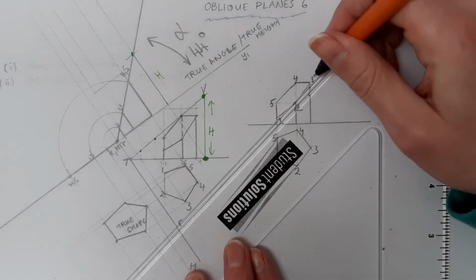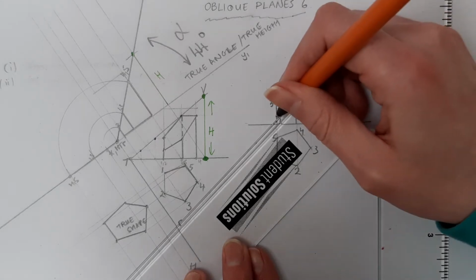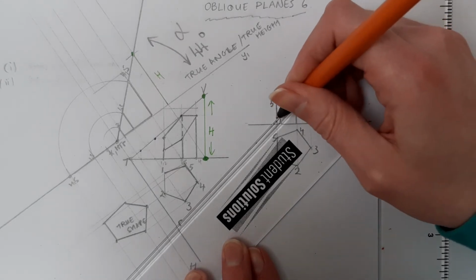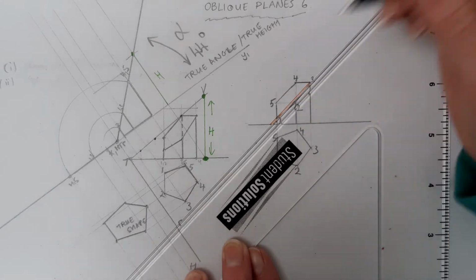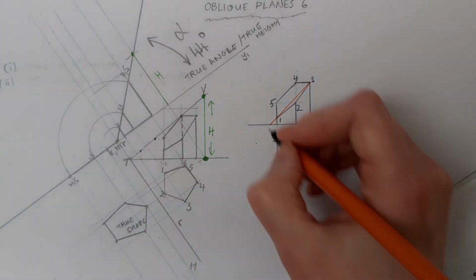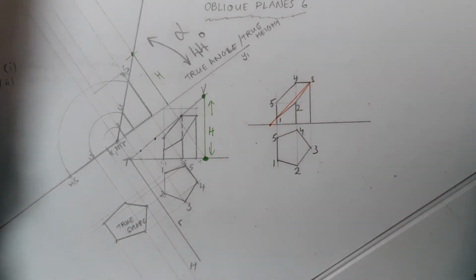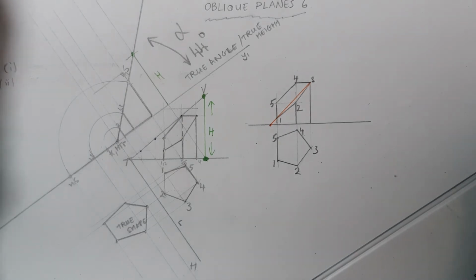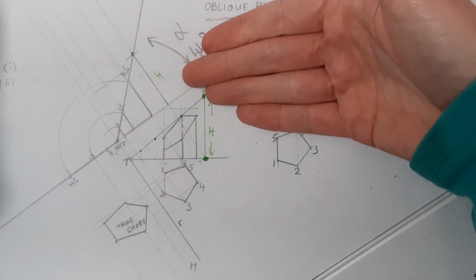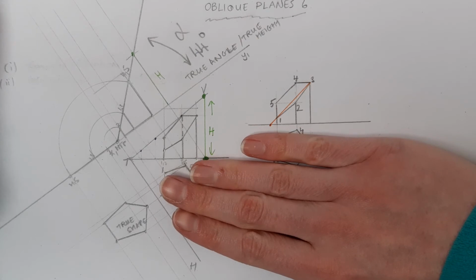I'm going to join 1 to 3. But I'm going to continue it on until it does touch the ground, because in order to draw the horizontal trace, I need a point on the ground. So there's 1 point on the ground. And you know from doing maths or anything, whatever you do on one side of an equation, you have to do on the other side of the equation.